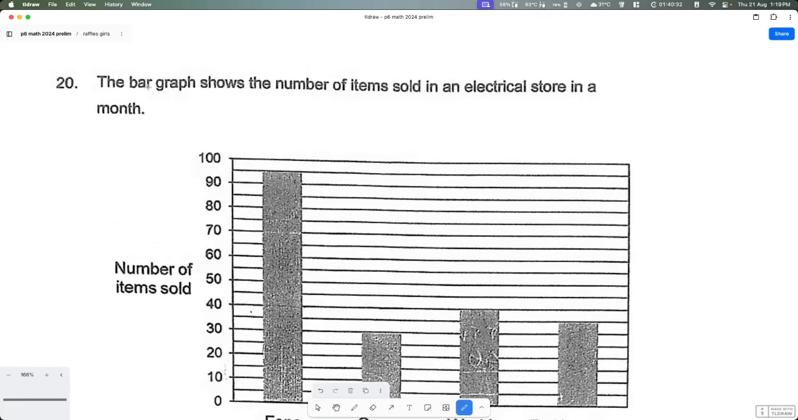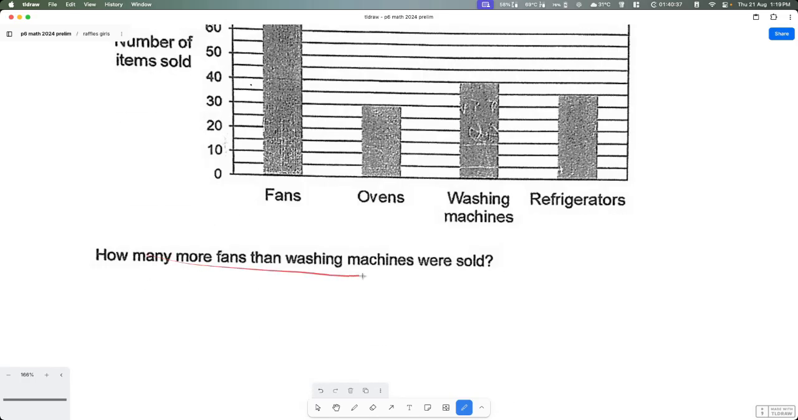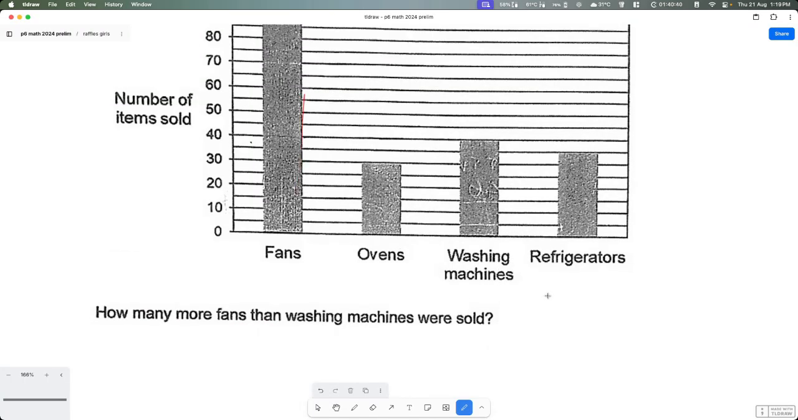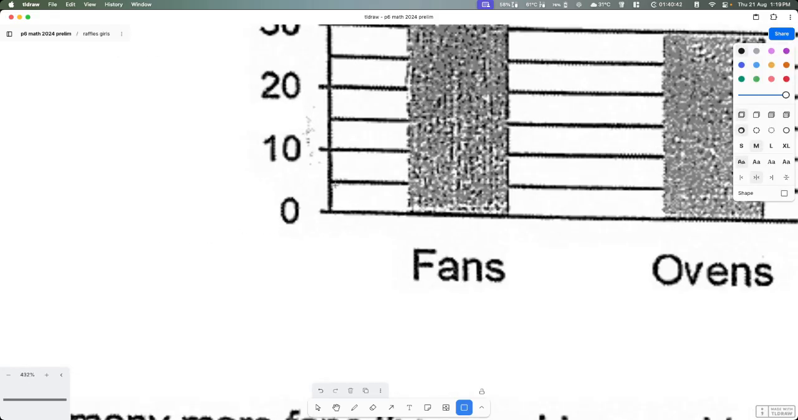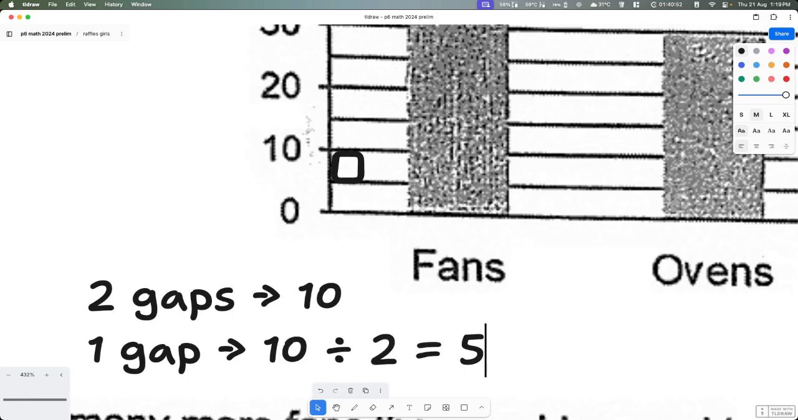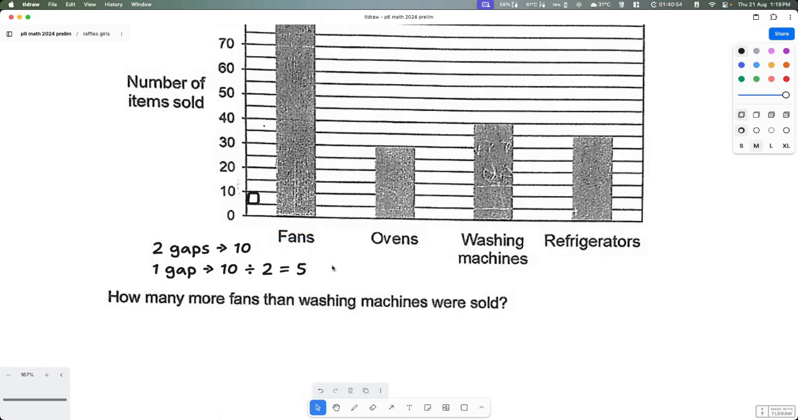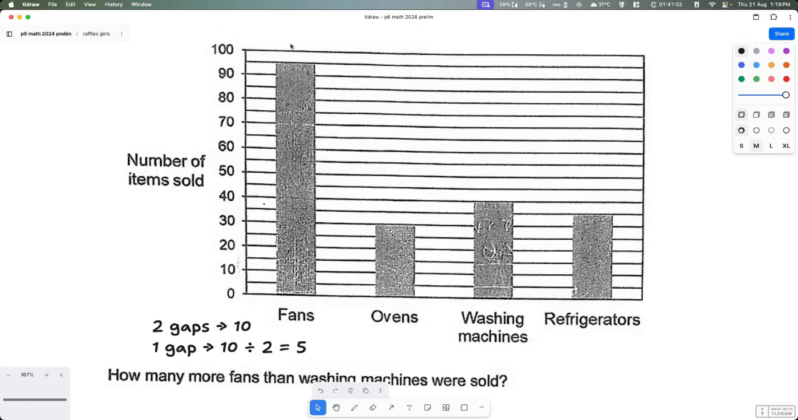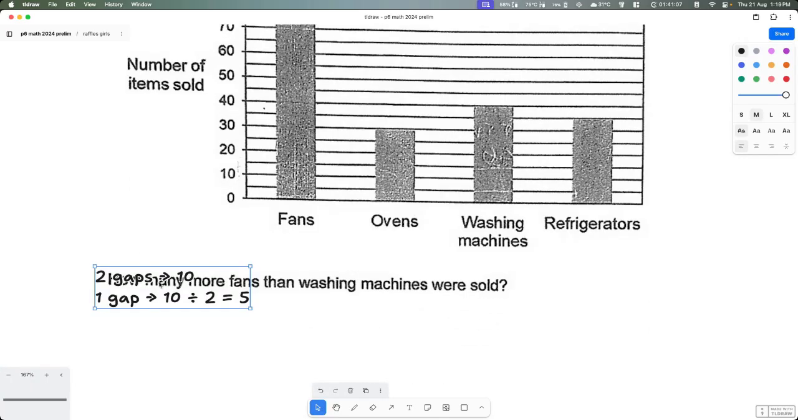Question 20. The bar graph shows the number of items sold in an electrical store. How many more fans than washing machines were sold? Fans and then washing machine. Let's zoom it in. How many gaps are there? 1 and 2. So 2 gaps is equal to 10. So 1 gap is equal to 10 divided by 2, which is equal to 5. Now we know that 1 gap is 5. How many more fans? Fans is 95 over here. So I'm going to write the fans. Let me put the gaps down here.